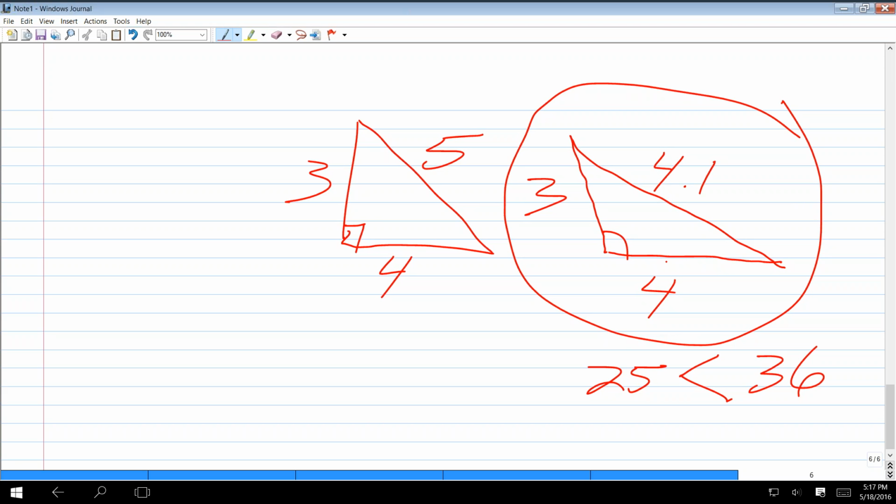Okay, so just take your longest side, square all three numbers, take the biggest number and determine whether it's less than, equal to, or greater than the sum of the two smaller numbers squared.